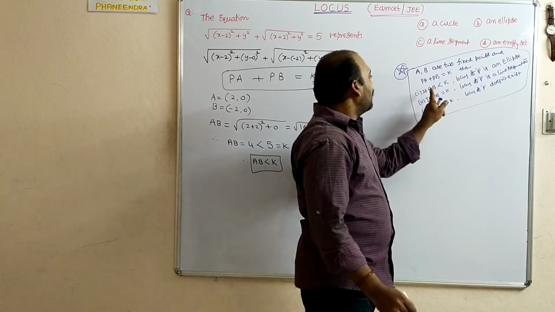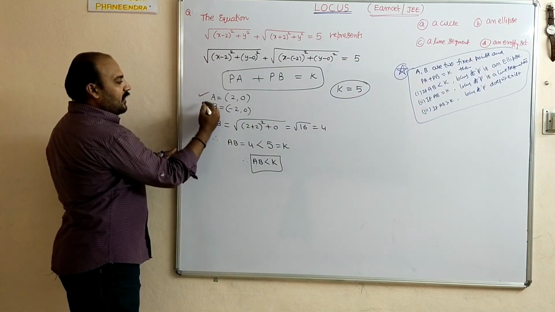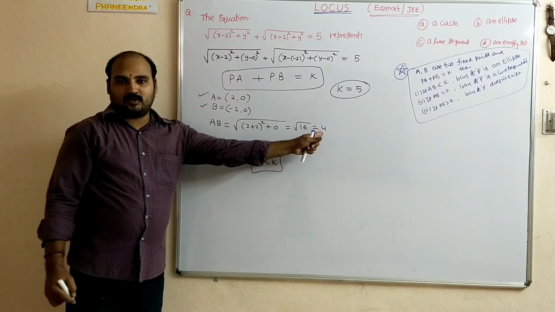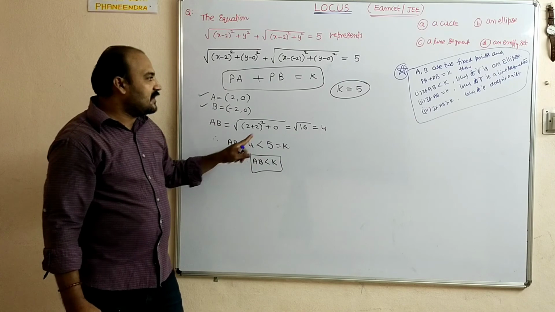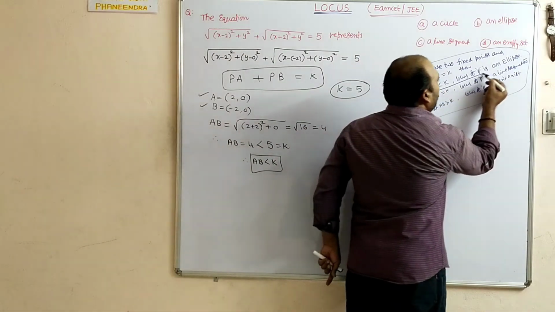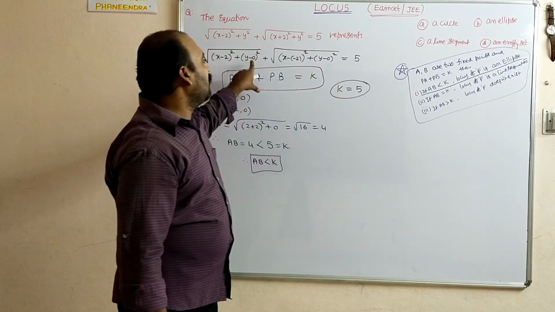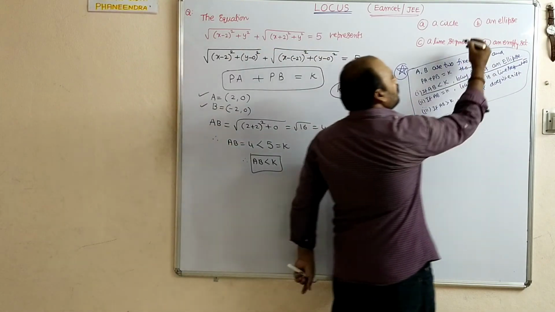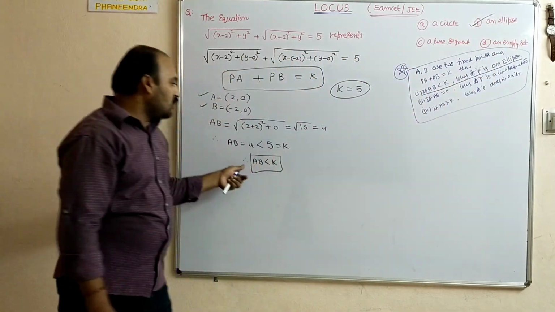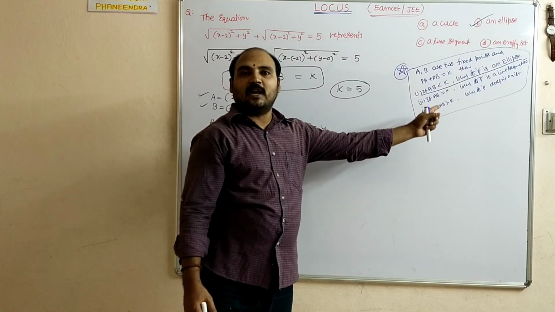So for this, A, B values are the fixed points. From the equation we got A and B points. Find out A, B distance. We got it as 4. So AB value 4 is less than K. No? So whenever AB is less than K, the required locus of P is an ellipse. So if we solve this equation, we will get an equation of ellipse. That is the advantage. If you remember this, you are able to give the answer directly. AB is less than K, then the locus will become an ellipse.